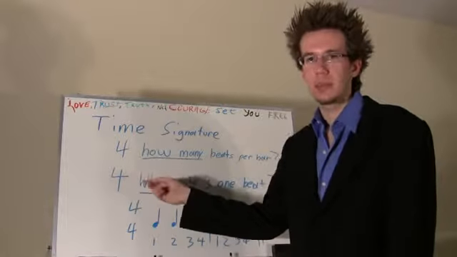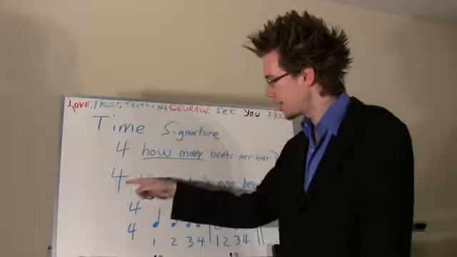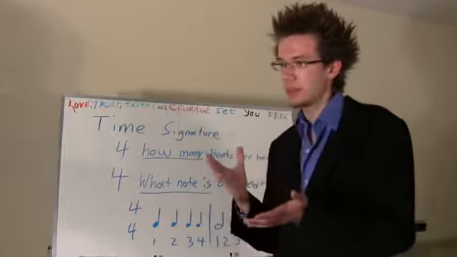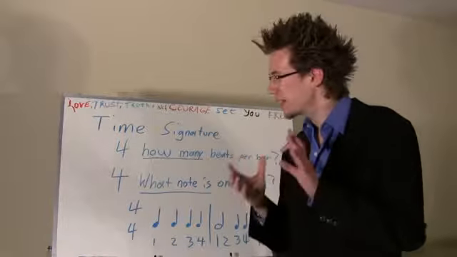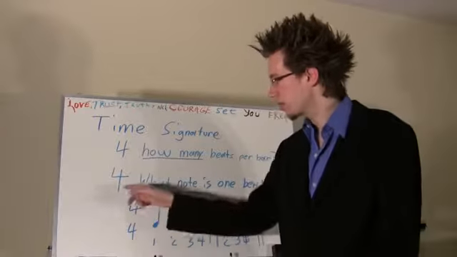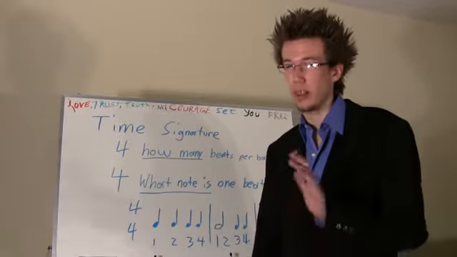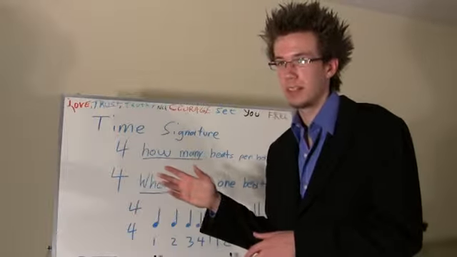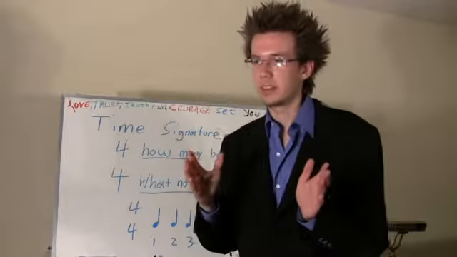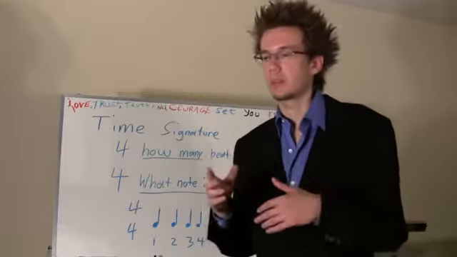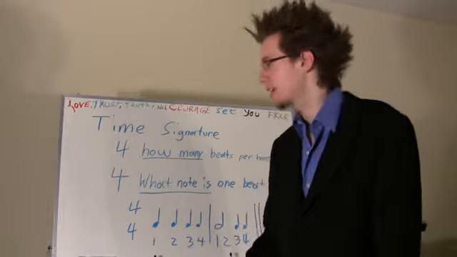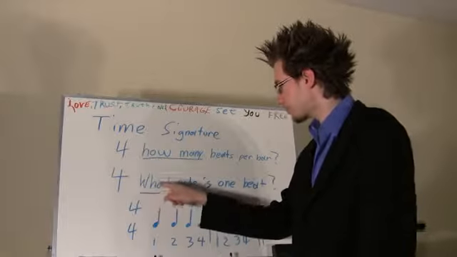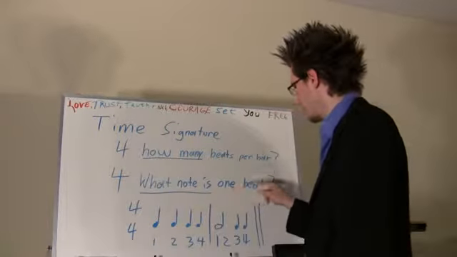The bottom number is a little bit different, and it tells you what note is going to be one beat. Now, the most common thing, probably about 90% of the time, you're going to see 4 on the bottom. So 4 is almost always on the bottom, and you probably won't see anything but 4 for a long time. You might see 8 once or twice, and you might see 2 once or twice, but you probably won't ever see anything else other than that. So the bottom number is almost always 4, and it's telling you what note is one beat.